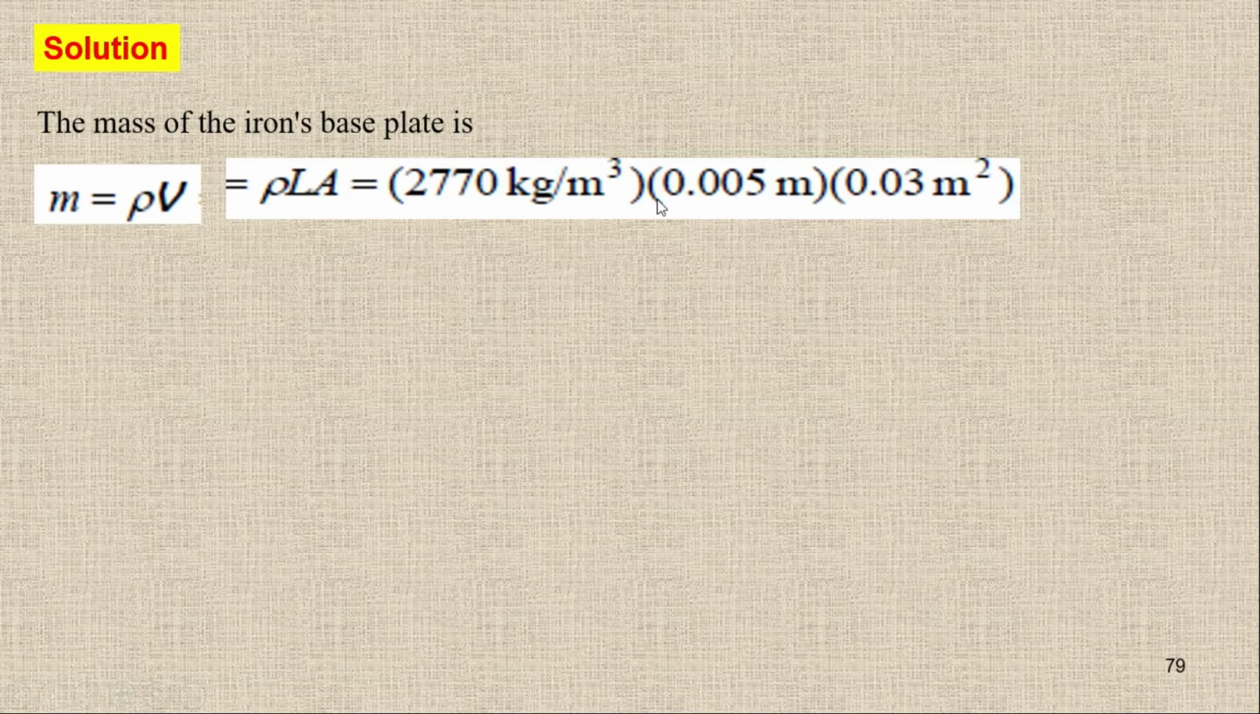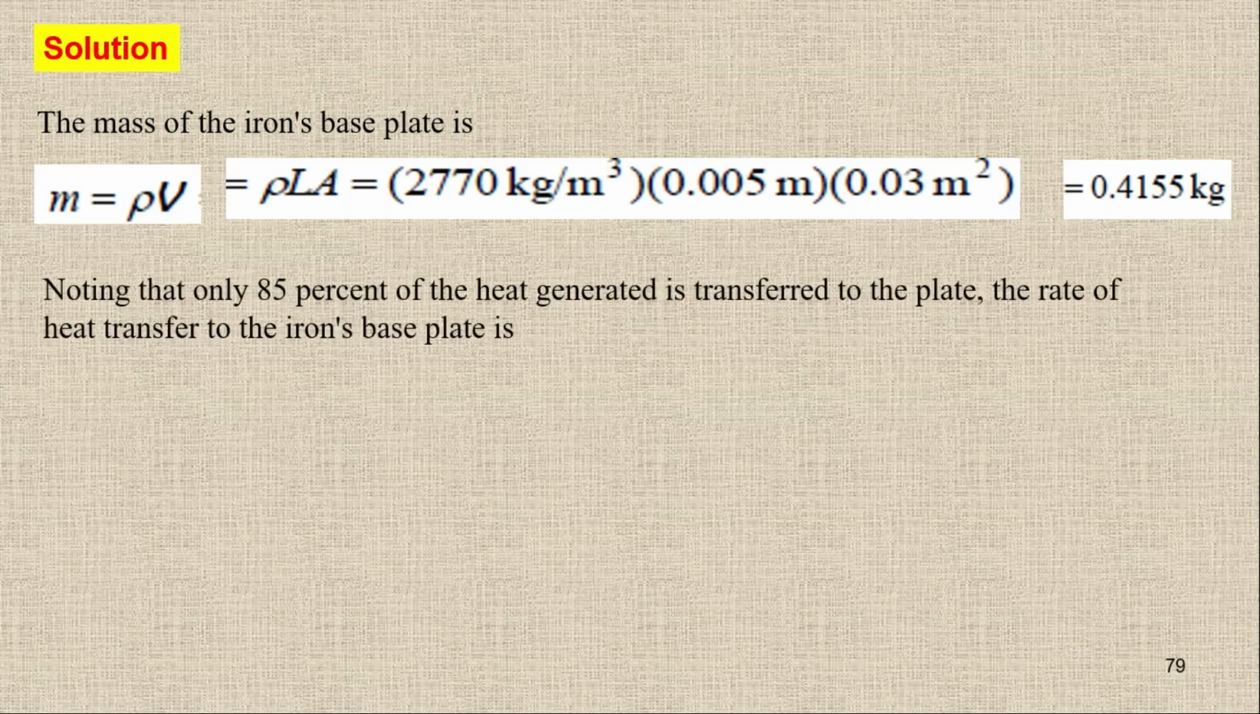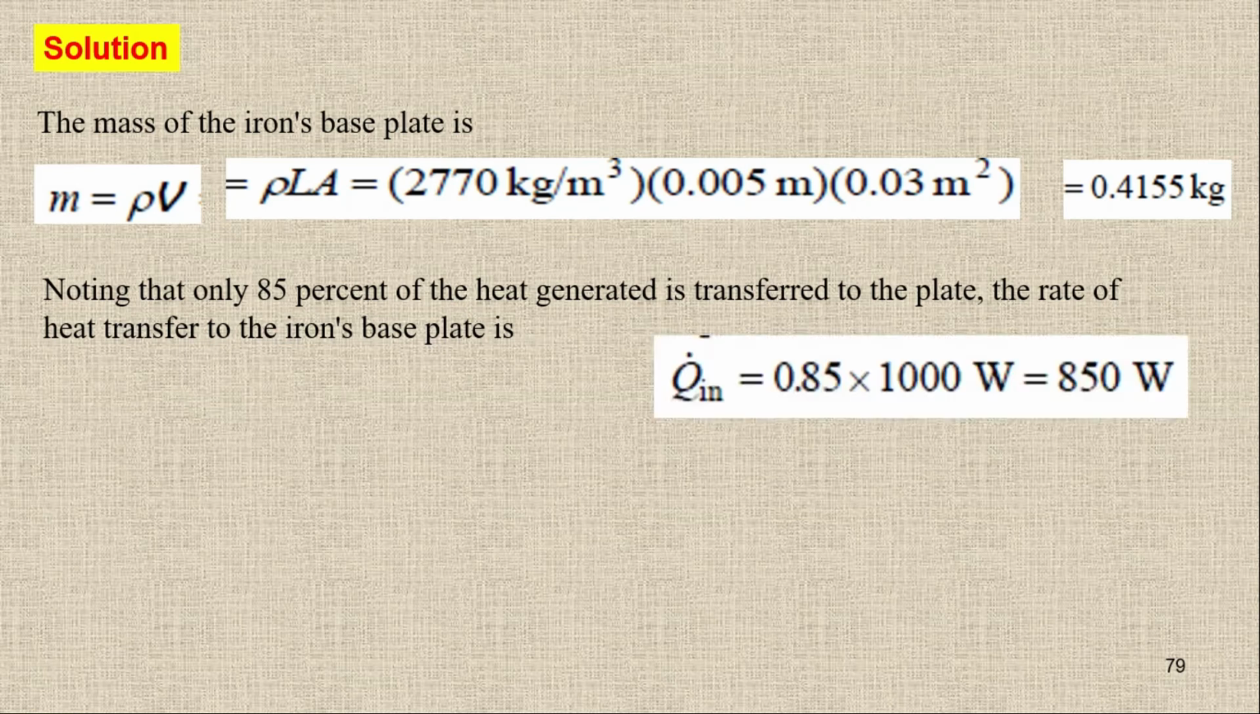By calculating all this, you will get the mass of the iron base as 0.4155 kg. So this is the bottom plate of the iron, and we have its mass, which is 0.4155 kg. Now it is given in the question that 85% of the heat generated by the wire is transferred to the plate. So if the wires are generating 1000 watt, 85% means 0.85 of the 1000 watt. So the Q in to the plate is simply 850 watt.